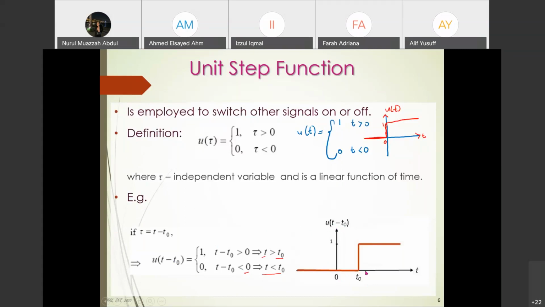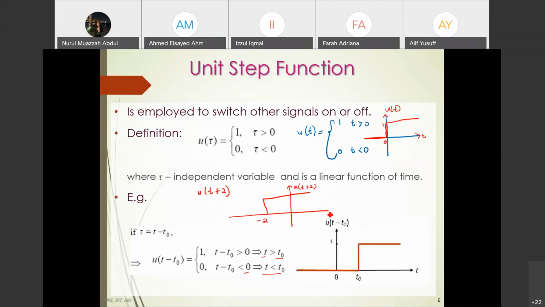If you want to draw, let me show you another example. If you want to draw u t plus 2, basically this t naught is actually negative. This is actually u t minus t naught, so it becomes positive here. So you straight away know that this signal will start at negative 2. So this is u t plus 2, shifted by negative 2, from the left.